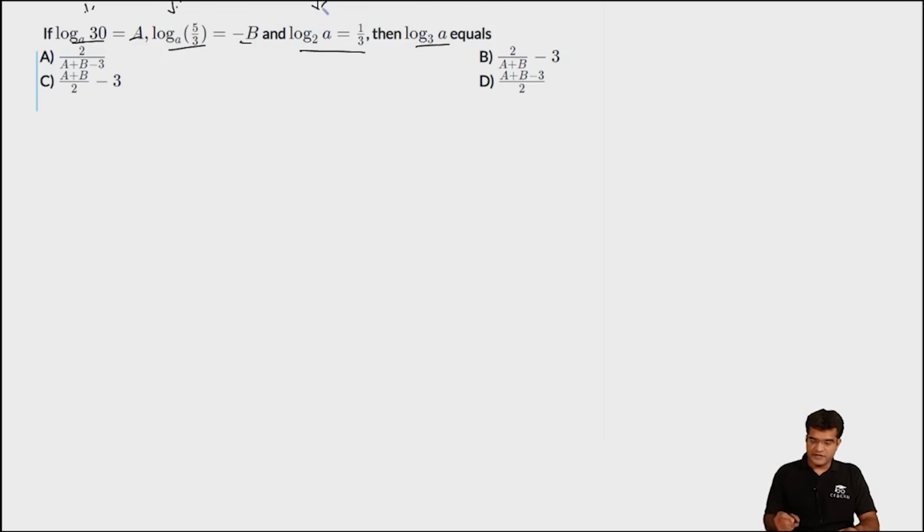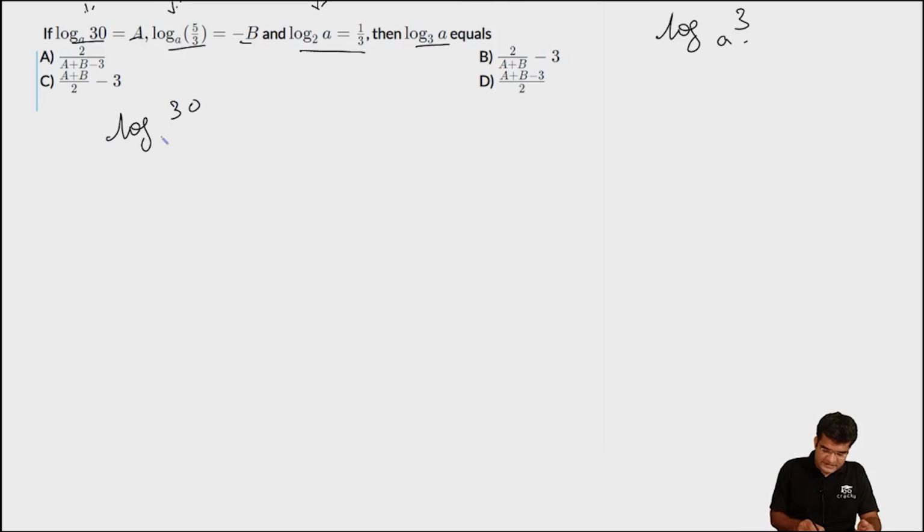So what we will first try to calculate is log of 3 to the base a. Once we calculate log of 3 to the base a, we can easily calculate log of a to the base 3 by just taking the reciprocal. So if you are looking at the first two equations that are given to us, log of 30 to the base a is given as equal to capital A, and log of 5 by 3 to the base small a is given to be equal to minus b.